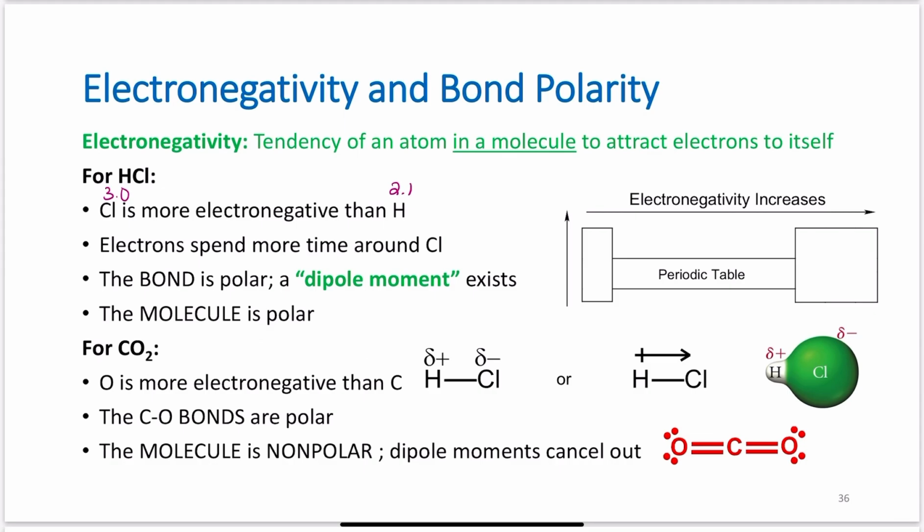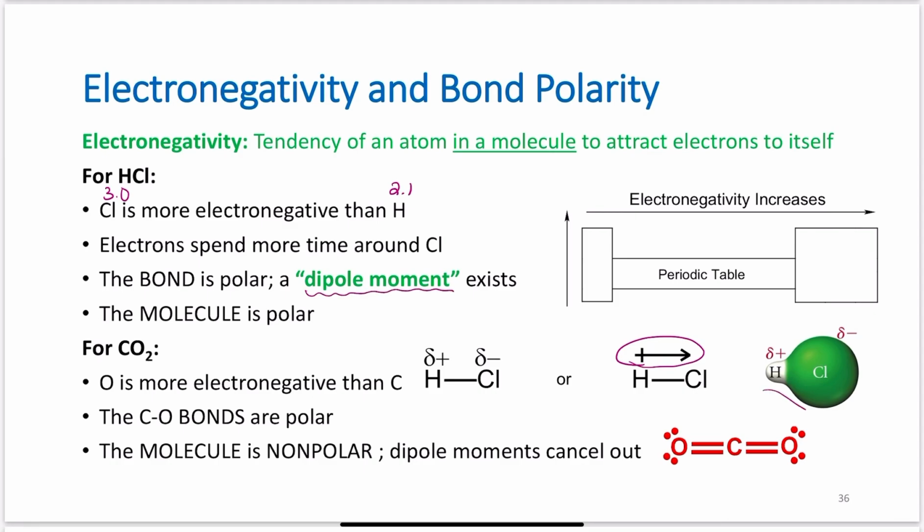The chlorine, we draw this a few different ways. We can draw partial positive, partial negative. Partial positive meaning the hydrogen has a partial positive charge because it has less electron density. The chlorine has a partial negative charge because it has more electron density. We draw this arrow emphasizing which direction the dipole is going. We call it a dipole moment.